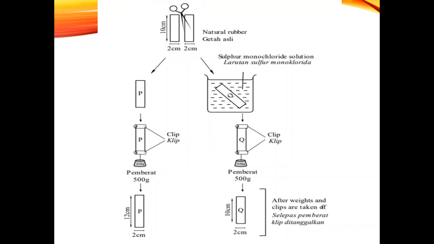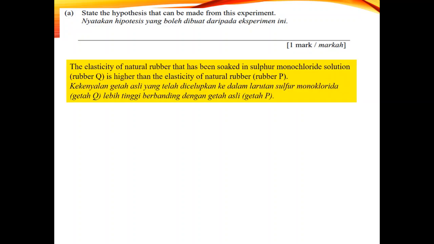So we look at the first question there. State the hypothesis that can be made from this experiment. So what are the suitable hypotheses that you can write? You can write down the elasticity of the natural rubber that has been soaked in the sulfur monochloride solution is higher than the elasticity of the natural rubber P. Or you can write down rubber Q is more elastic than rubber P.